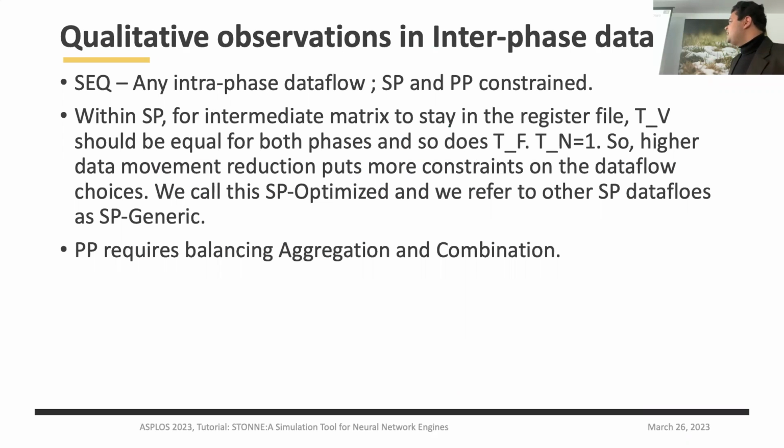Some of the qualitative observations are that with sequential, you can run any intra-phase data flows. SP and PP are more constrained. Even within SP, if you want the intermediate matrix to remain in the register file, you should also make sure that the parallelism strategies match each other, because the data cannot go out of the register file. And then PP, or the parallel pipeline data flow, also requires consideration of load balancing between the phases, aggregation and combination.